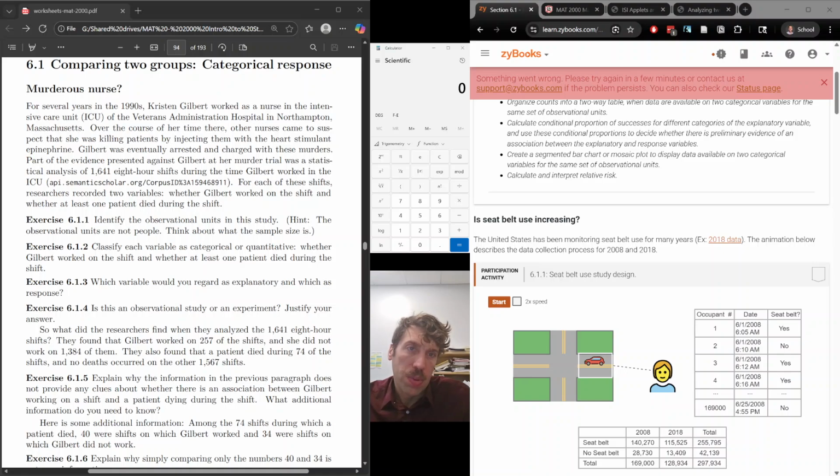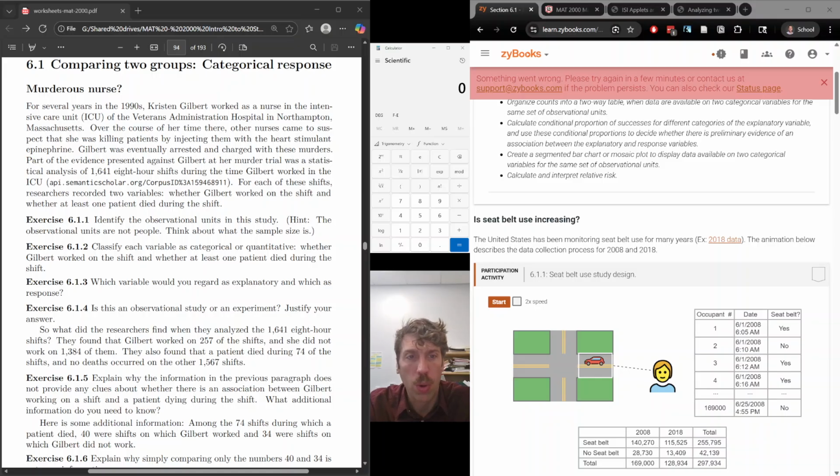Part of the evidence presented against Gilbert at her murder trial was a statistical analysis of the 1,641 8-hour shifts during the time that she worked in the ICU. For each of these shifts, the researchers recorded two variables: whether Gilbert worked on the shift and whether at least one patient died during the shift.